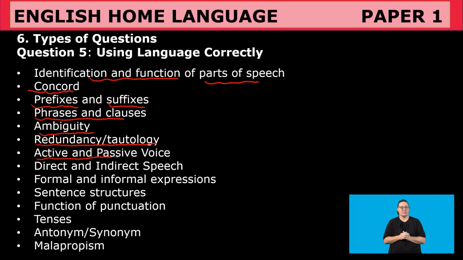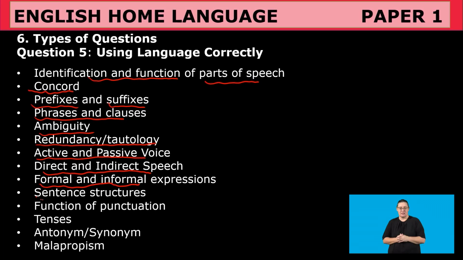Then, of course, active and passive, you know this from your primary school days, direct and indirect speech or reported speech. Formal and informal expressions, they might ask you to rewrite an informal expression in a more formal way. Then there will be questions on sentence structure, the function of punctuation, that's very important. They won't ask you what a punctuation mark is or the definition, but why it is used in the text.